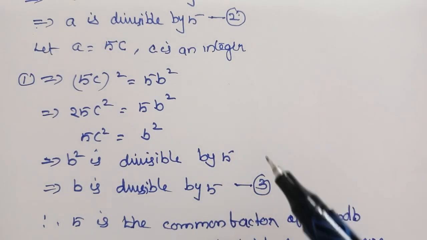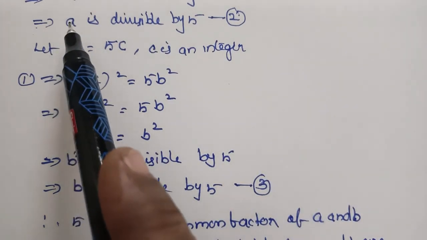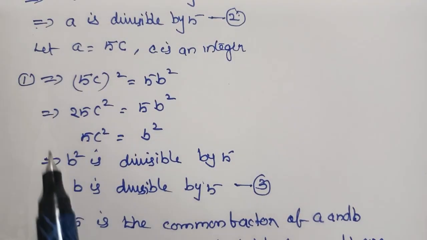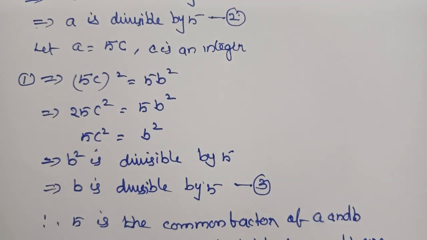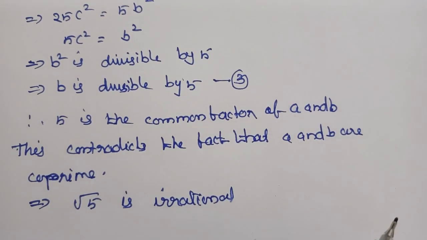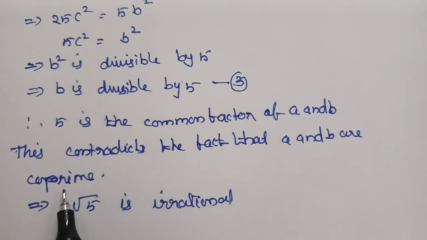From results 2 and 3, we get 5 is a common factor of both a and b. This contradicts the fact that a and b are co-prime numbers. That implies root 5 is irrational.